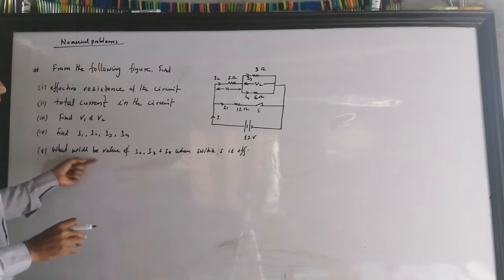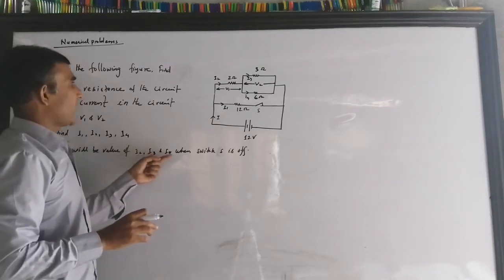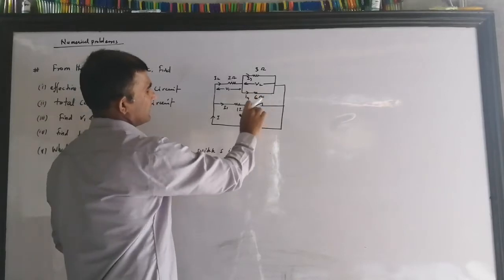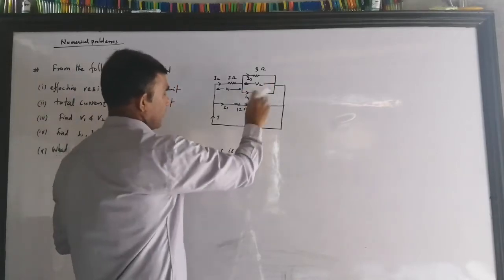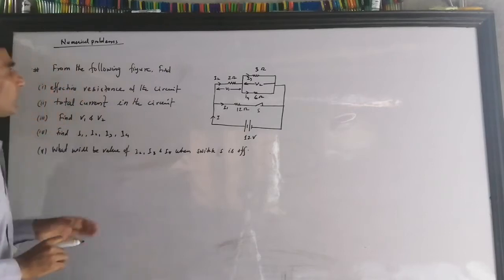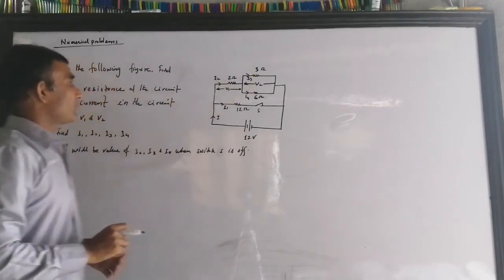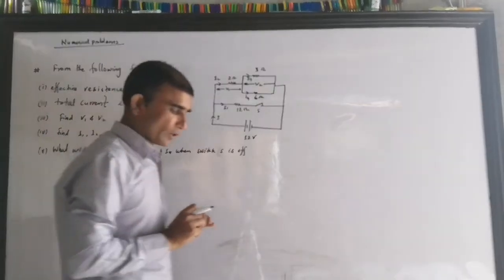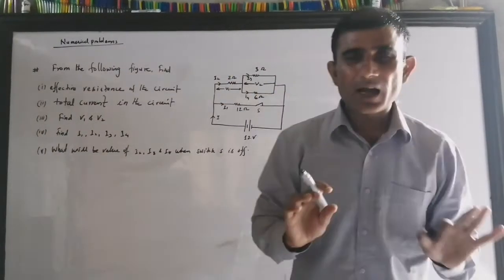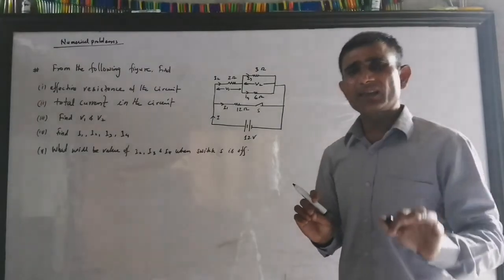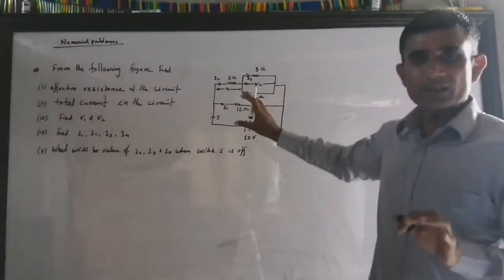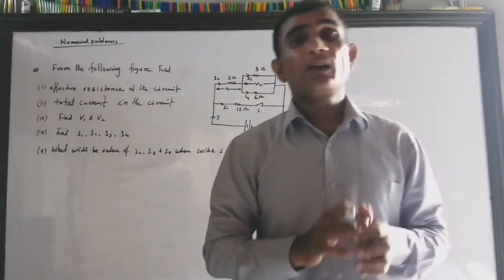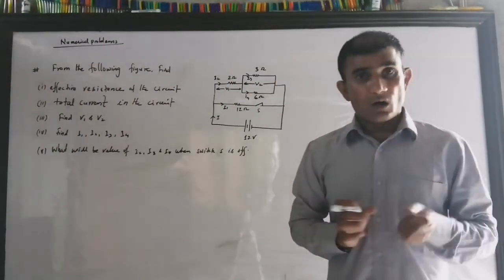And what will be the values of I1, I2, I3 and I4 if we open this switch? When this switch is not working, we have made it off. Then what will be the change in the current of the above branch? This is the full conceptual question I have chosen for you. See, it's not difficult, I will make you understand. It's very easy, and if you solve this question, I am quite sure it will be easy for you to solve any problem based on Ohm's law.